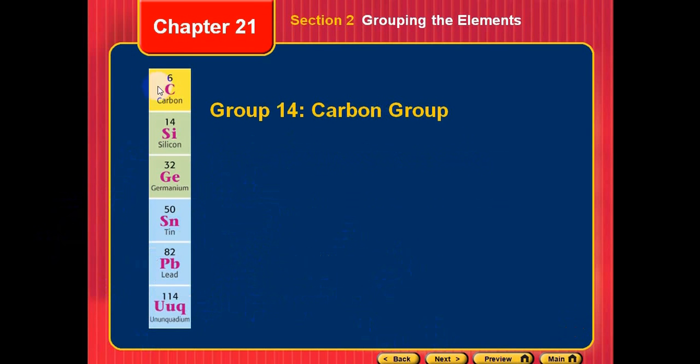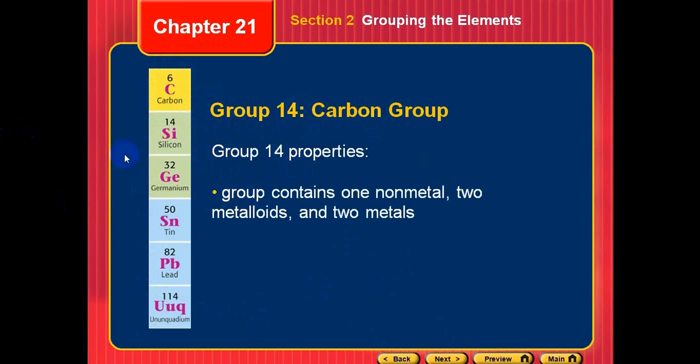Right, now we will move to group 14, the carbon group. Why do we call it the carbon group? Because the first element in this group is carbon. Group 14 properties: the group contains 1 nonmetal, 2 metalloids, and 2 metals. So this group has elements from all the classifications. The first one, carbon, is a nonmetal. The two here, silicon and germanium, are metalloids. And the 3 down here are metals.